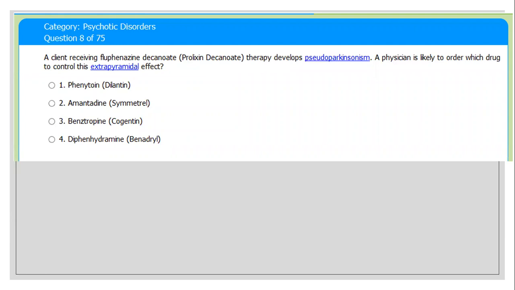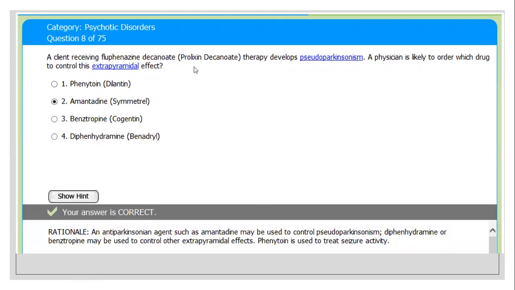So, the correct answer is amantadine, right? A client receiving fluphenazine. Fluphenazine is an antipsychotic medication. Basically, we use it to treat schizophrenia or psychotic symptoms like hallucination, delusion, or any hostilities.